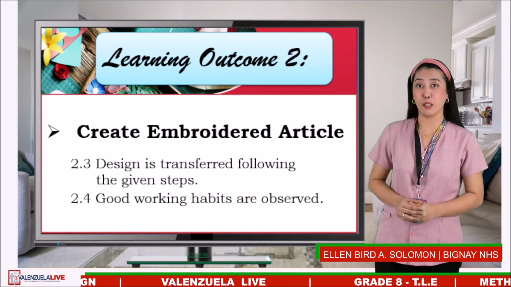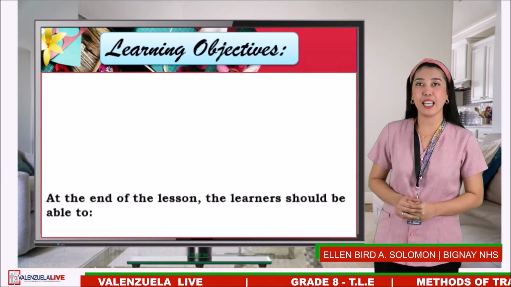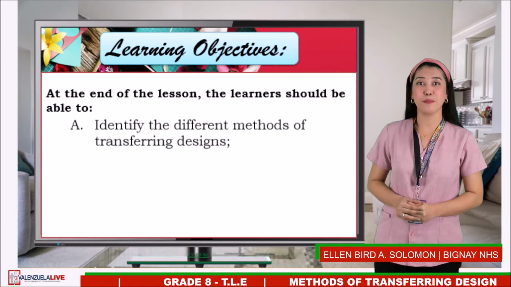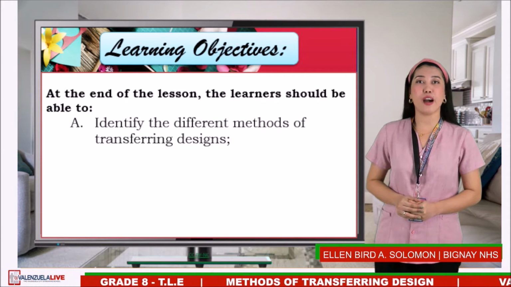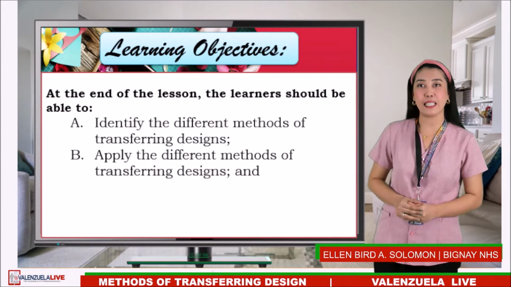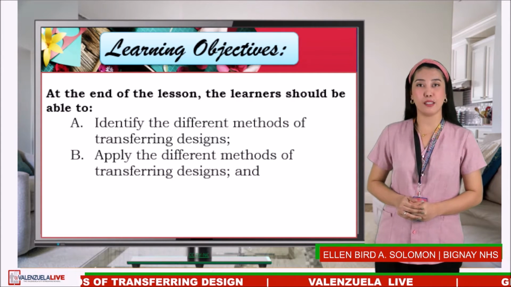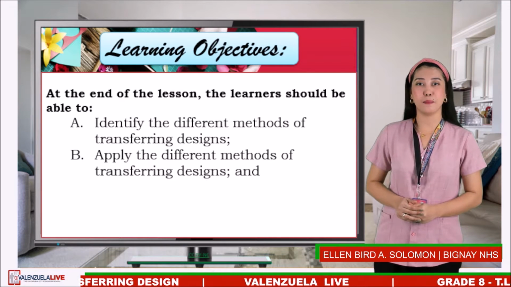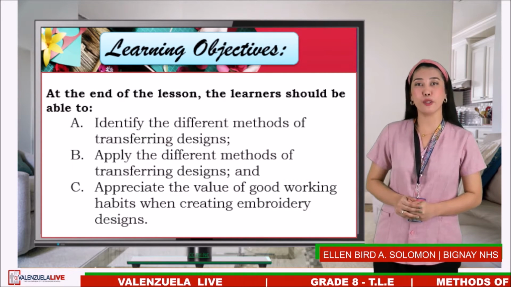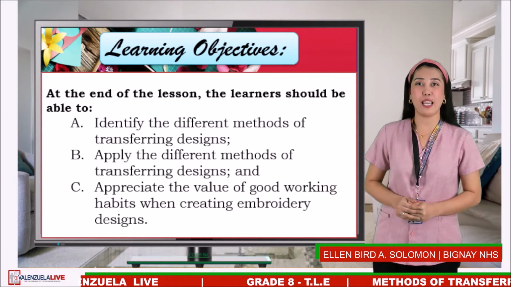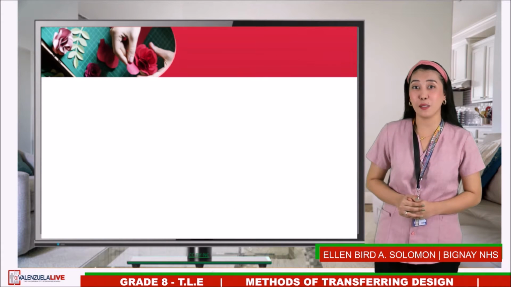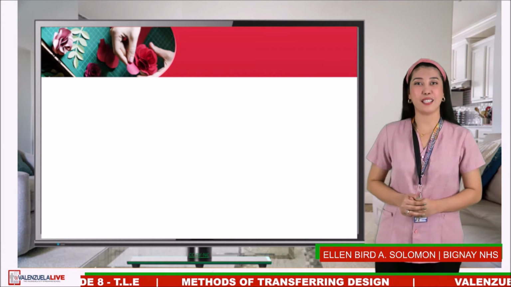And with learning objectives, at the end of the lesson, the learner should be able to: A. Identify the different methods of transferring designs. B. Apply the different methods of transferring designs. And letter C. Appreciate the value of good working habits when creating embroidery designs. Are you class ready to begin? Great! So do I.